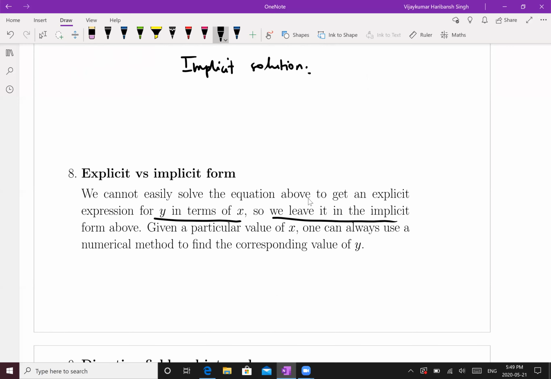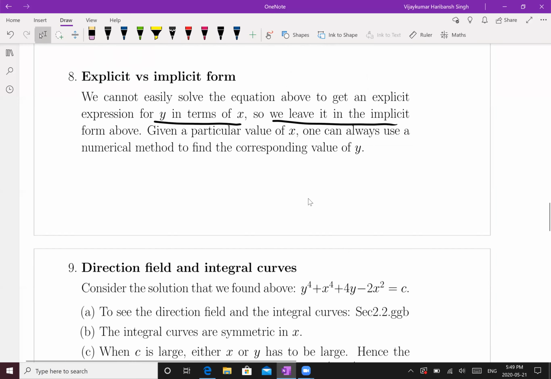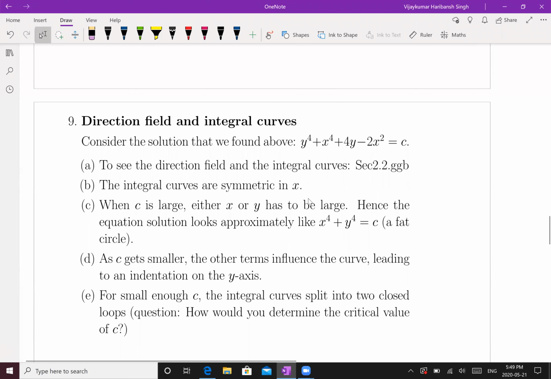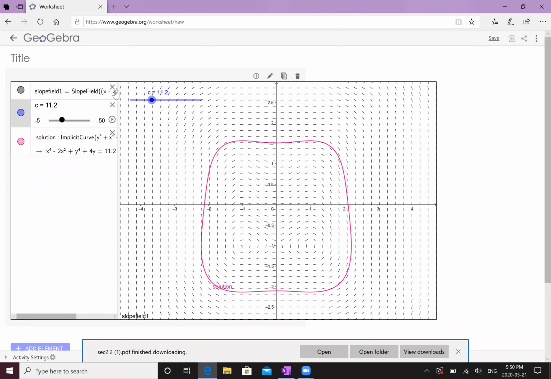Now, let's consider the direction field of this solution we got. The direction field can be seen. You can download this GeoGebra file from the canvas and see the direction field. We'll see that here. So this is the direction field of the curve we are looking at.